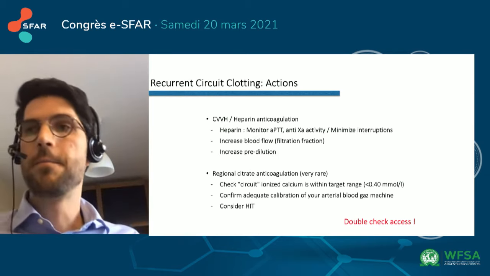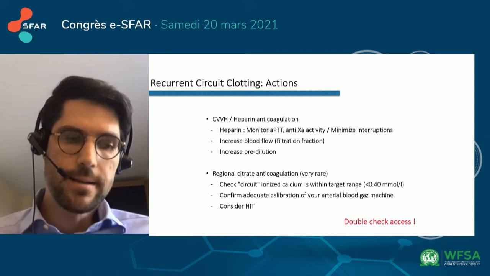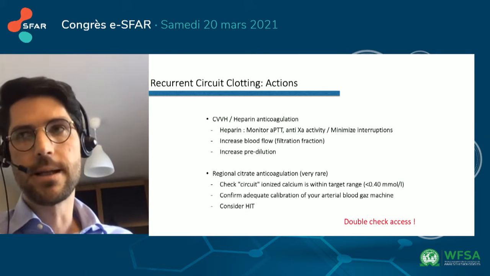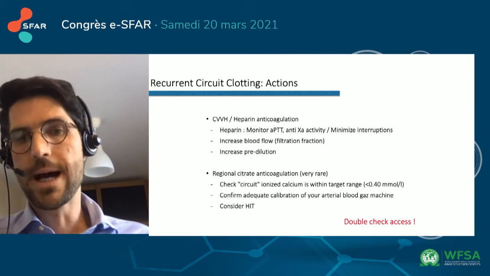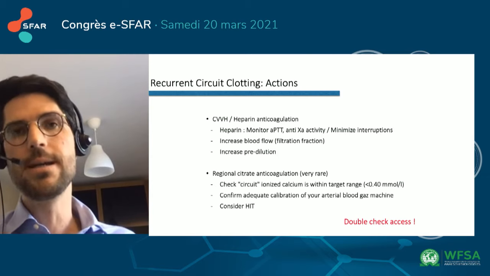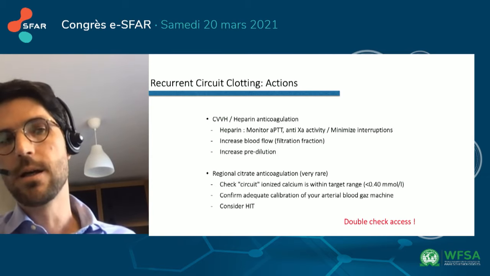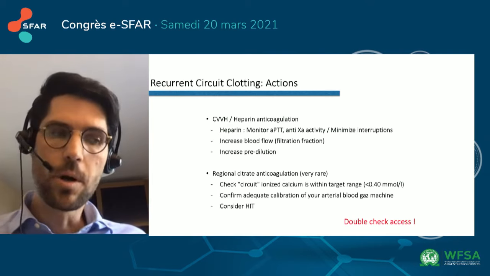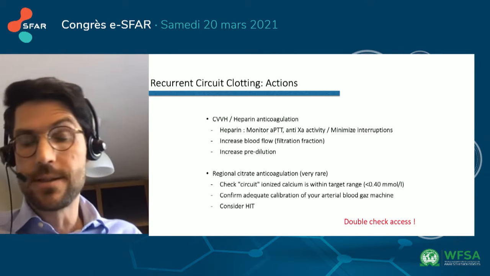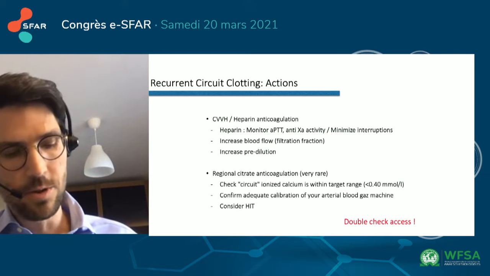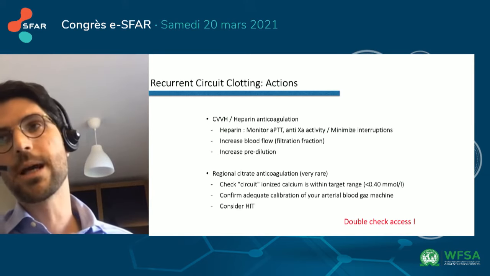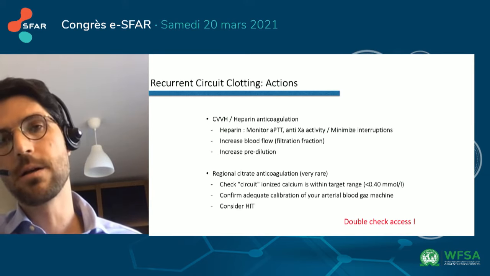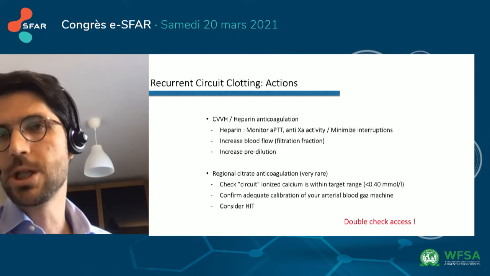Of course, you want to also check, if you don't do it on a routine basis, that the ionized calcium within the circuit is within the target range, that is under 0.4 millimoles per liter. And if you still have problems, particularly if it's generalized to all your patients, you might have a problem with the calibration of your arterial blood gas machine.